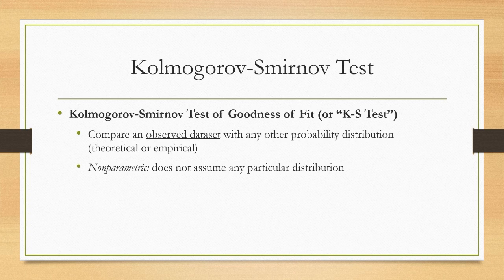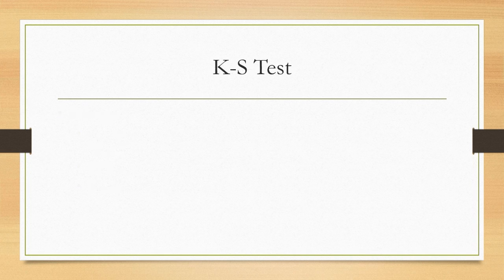It's non-parametric, so it does not assume any particular distribution, but it does require ordinal data. So there may be a data transformation that's necessary if you don't have data in an ordinal form.